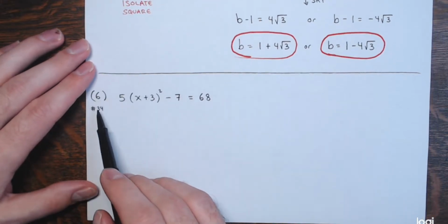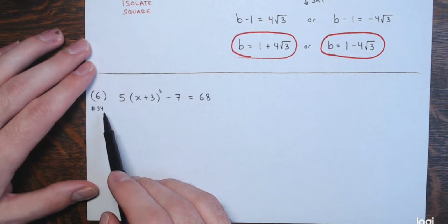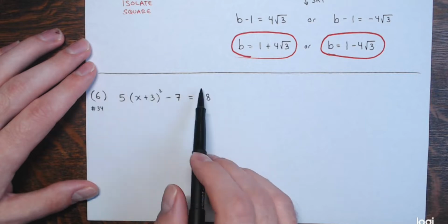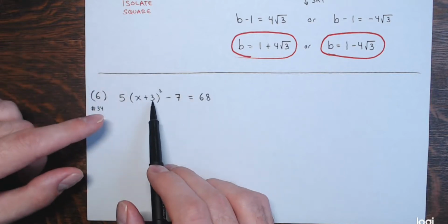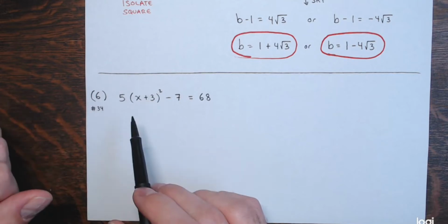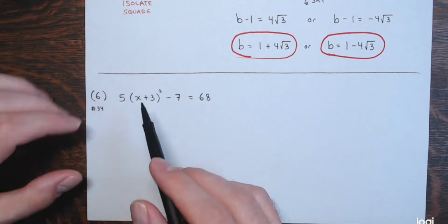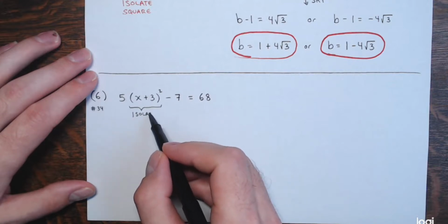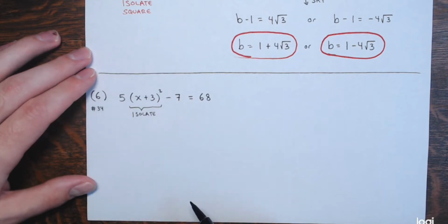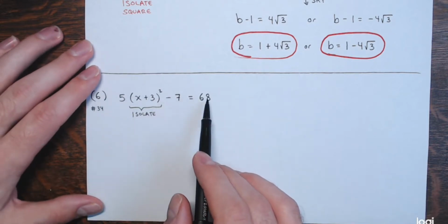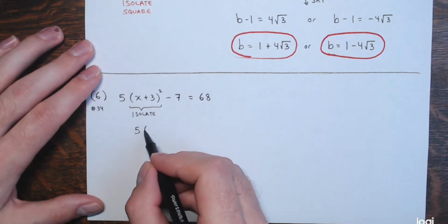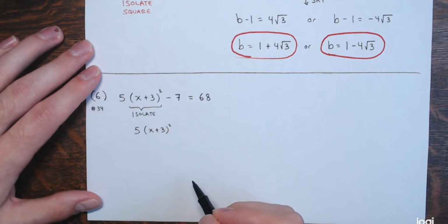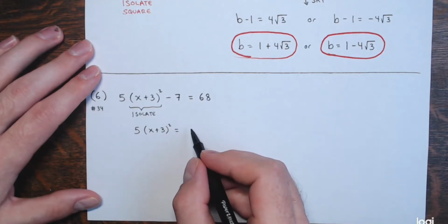Number 6, which is exercise 34 in the text. Same deal. I've got a variable and a square. No variables outside that square, but the square is not alone. So I can use the square root property, but just not yet. Once again, I wish to isolate the square. The first thing I do would be add 7. So we'd have 5 times x plus 3 squared equals 75.